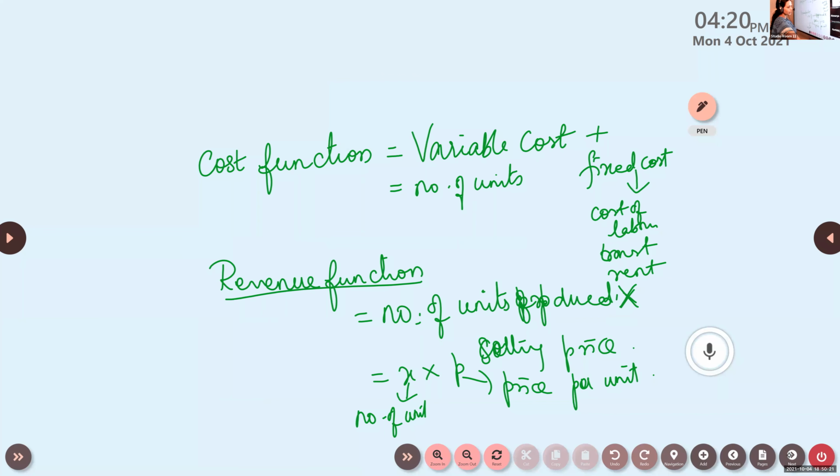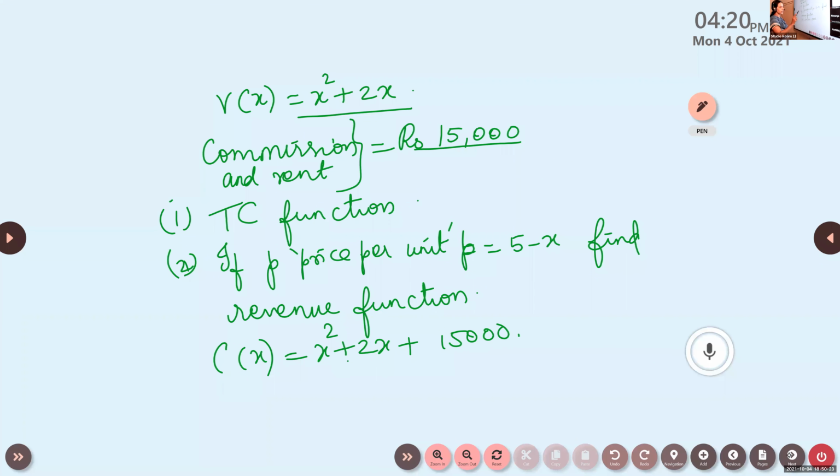Okay, so now look at the next question. If P is the price per unit, what will be the revenue function? Price function is given as P is equal to 5 minus X. So revenue is P into X, isn't it? Price function is 5 minus X into X. So it is 5x minus x square.